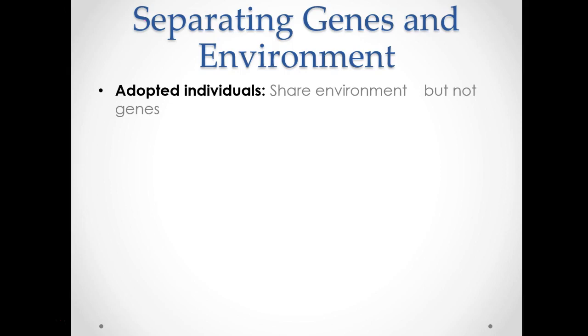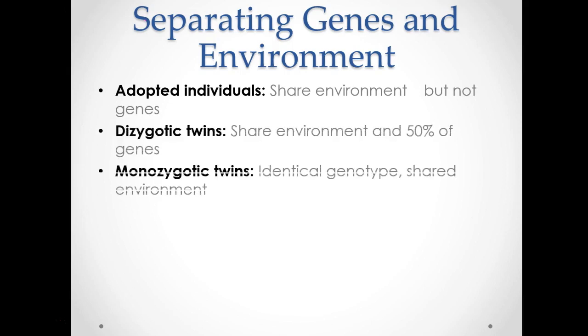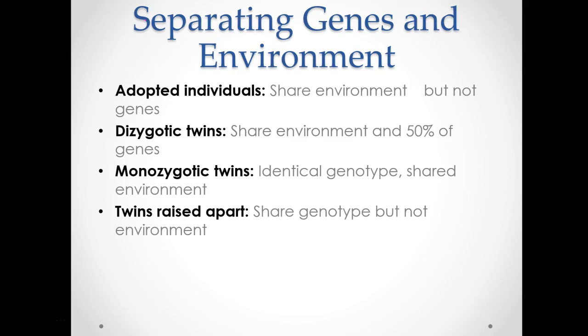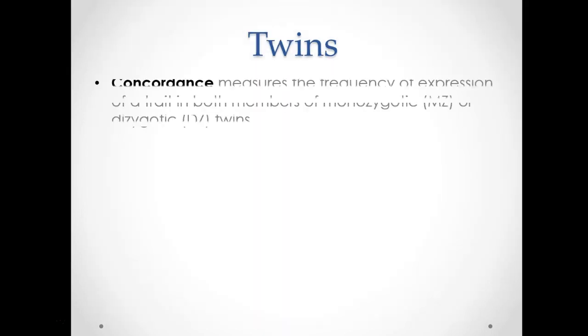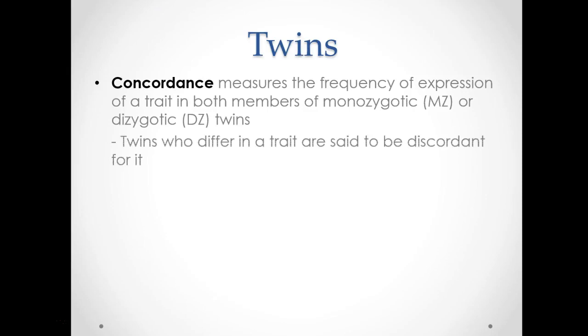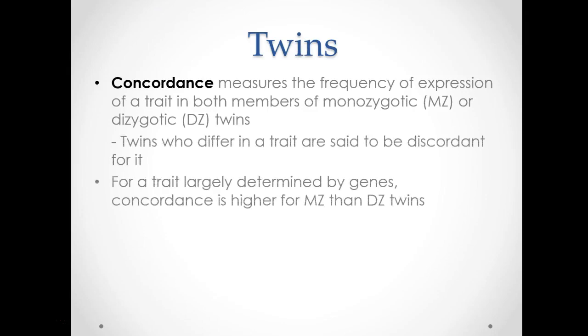So twin studies are great because we can take different groups of individuals: adopted individuals who share the exact same environment but have no genetic similarities, dizygotic and monozygotic twins. These are kind of the two groups that we study a lot. Dizygotic twins share an environment but only half of their genes. Monozygotic twins are identical twins, so they share both their environment and their genes. And then sometimes we can even get instances of twins raised apart where they share a genotype but they don't share an environment. So we use all of this information and we calculate something called concordance.